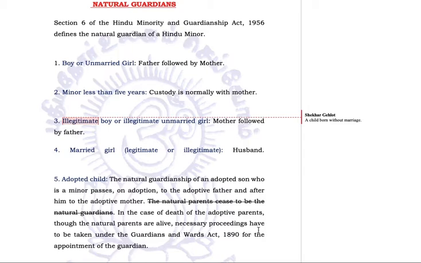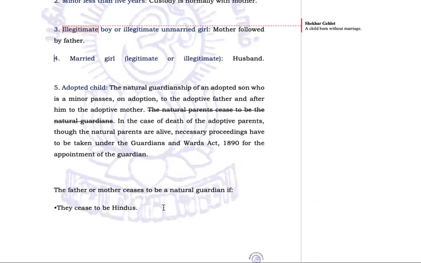necessary proceedings still have to be taken under the Guardians and Wards Act for the appointment of a guardian. They will have to go to the court to get custody of this child. Even though the child is their own, they have given it in adoption. After adoption, the adoptive parents are the custodians and the natural parents have no claim, even after the adoptive parents' death.